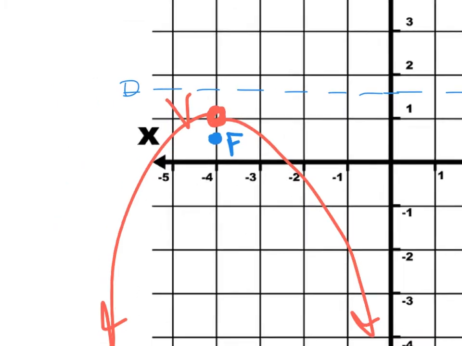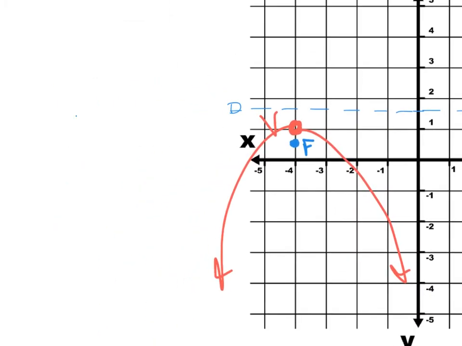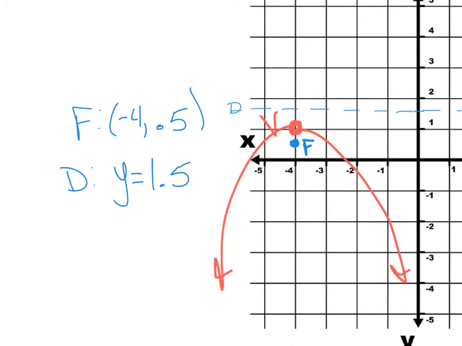Okay, so what is the point of your focus? Well, your focus is at -4, 0.5. And it is 0.5 because it is 0.5 above the x-axis. So this is 0.5 right here, okay? And then your directrix is here, and it's going through 1.5, because this is up a half from the 1. So since it's going through the y-axis, your directrix is y equals 1.5. And that's it. The decimals make it a little bit more difficult, but not too crazy.